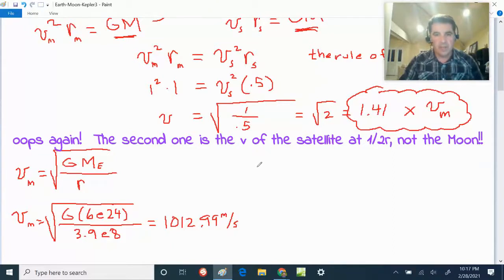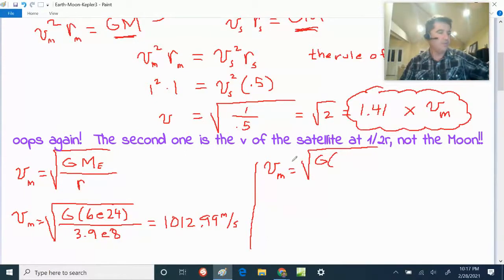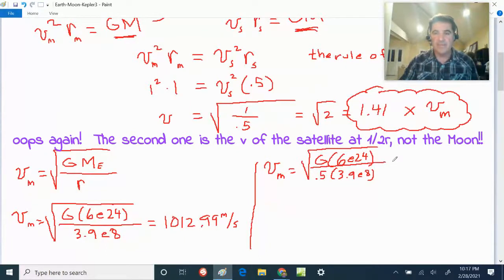Okay, now we do the same thing for the moon. So I do the same thing for the moon, and I get the v of the moon is equal to G times the mass of the moon. Oh, sorry. It's not the mass of the moon, is it? It's the mass of the Earth, 6e24, divided by the radius this time is going to be half of the radius of before. Yeah, okay, so now I'm back on track. Half of 3.9 E8. And if you do that, you end up getting 1,432.59 meters per second.